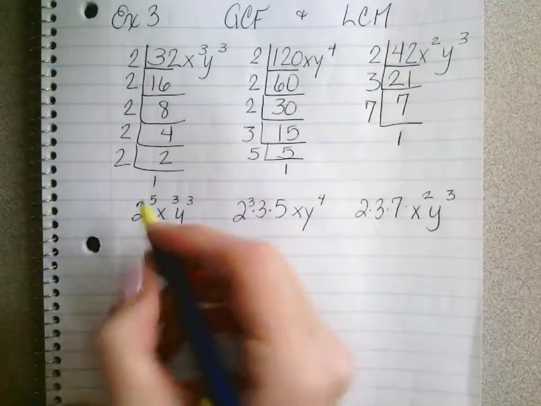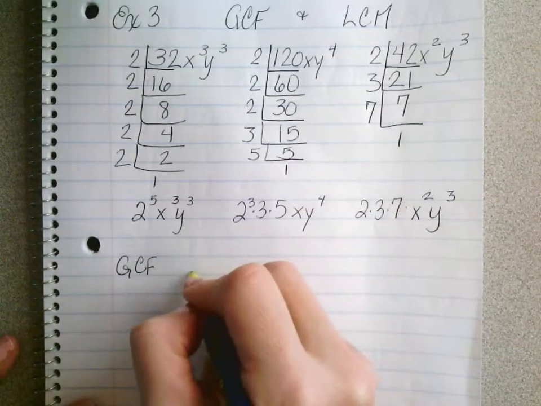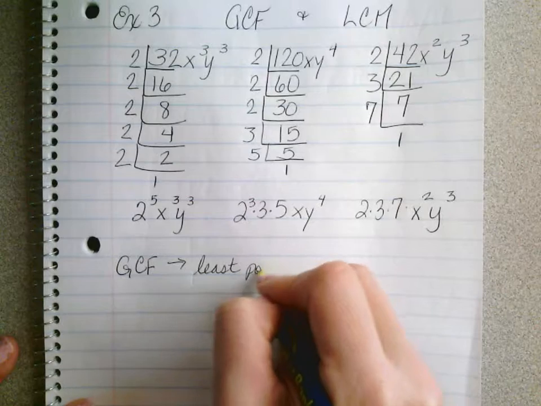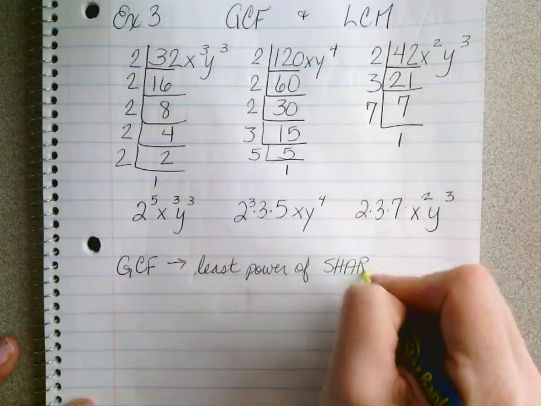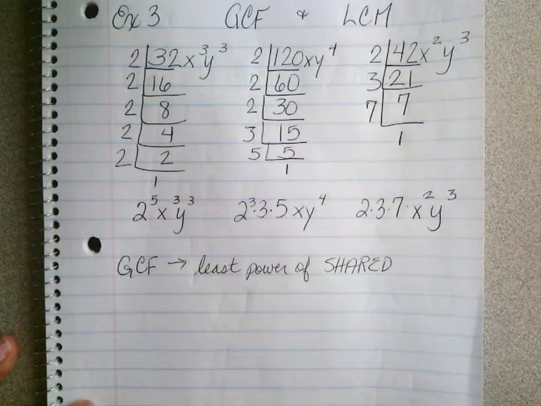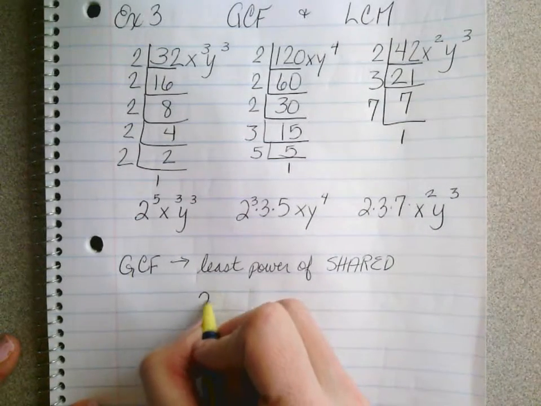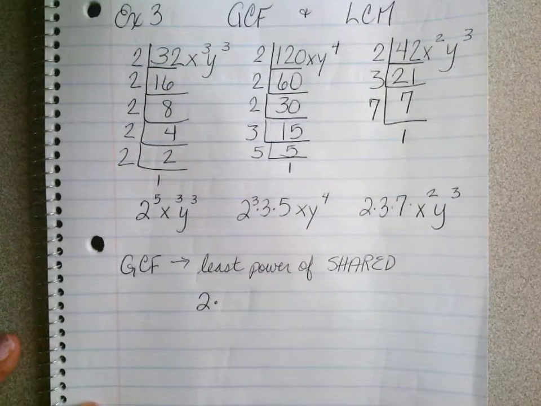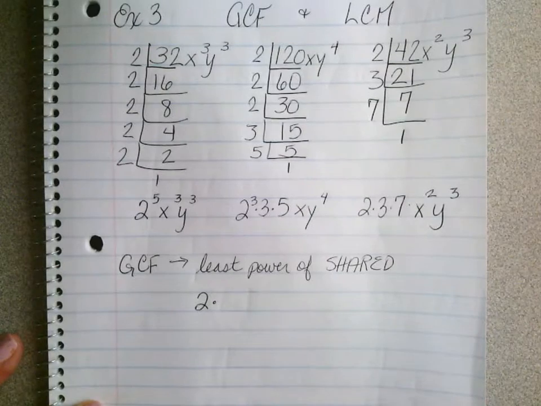Okay, the rule. Greatest common factor is least power of shared factors. Do they have 2's in them? They all share a 2. What's the least power? Yep. Do they all have x's in them? What's the least power?